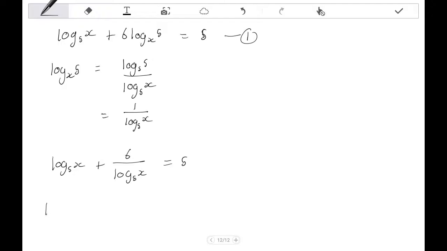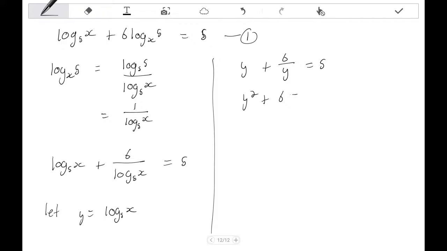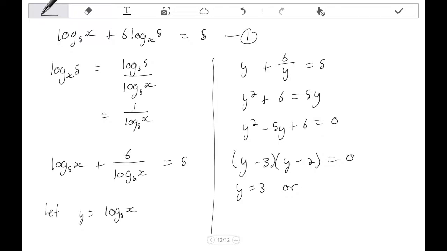And what I'm going to say is let y equal log base 5 of x. And that's going to allow me to write this as y add 6 over y equals 5, which multiplying by y becomes y squared add 6 equals 5y, which is y squared minus 5y add 6 is equal to 0, which we can factorize to y minus 3, y minus 2 is equal to 0. So y equals 3 or y equals 2.